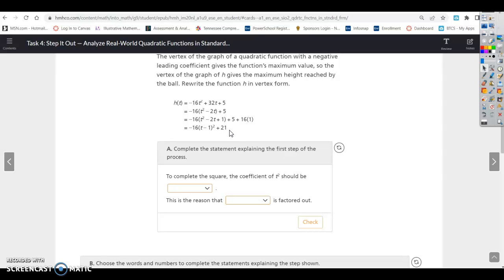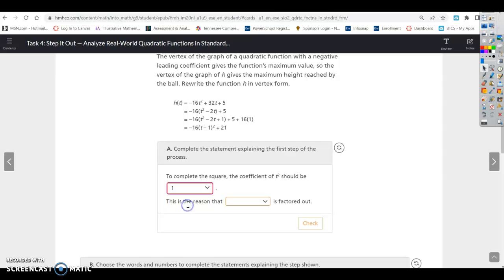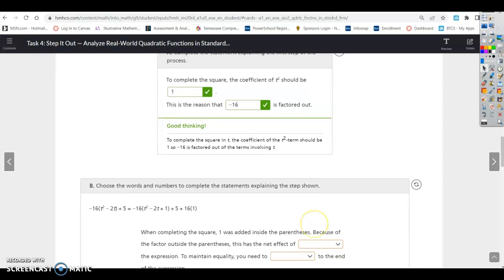So it says complete the statement explaining the first step of the process. The first step was factoring out the negative 16. So to complete the square, the coefficient of t squared should be a 1, not 0. Remember, if t squared is 0, that means there's no quadratic term. It would not be a quadratic equation. So it has to be 1, 1t squared. T squared is just a perfect square. And then that way we can use that to complete the square. This is the reason that negative 16 is factored out.